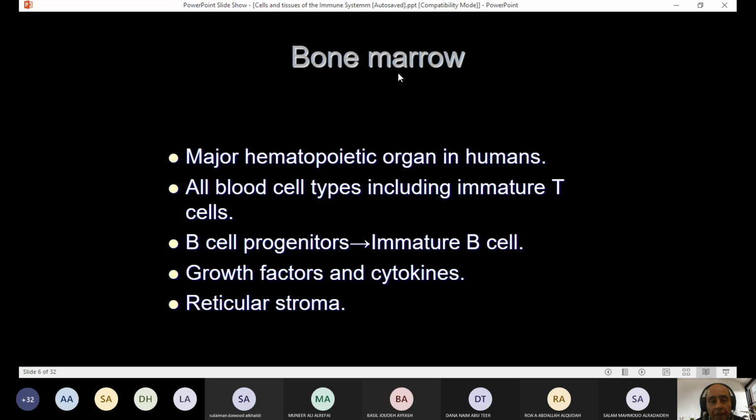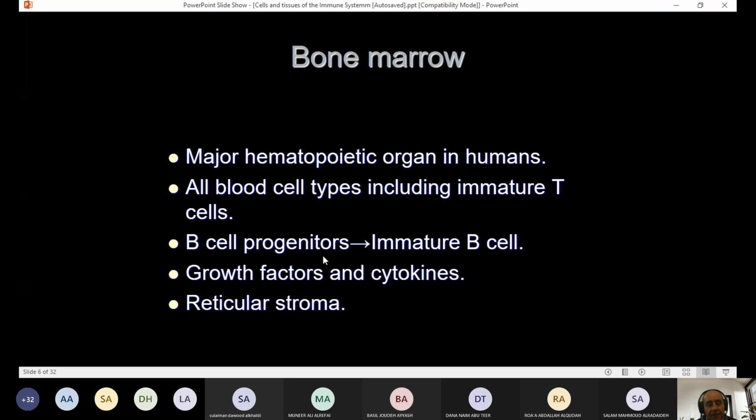ف حكينا على الميجر هيماتوبويتيك origin in humans اللي هم responsible for the origin of these cells. All blood cells كلهم they come from the bone marrow وأنواعهم, including the immature T cells كلياتهم هدول that they come from the bone marrow and then they will be stored in the secondary lymphoid organ.